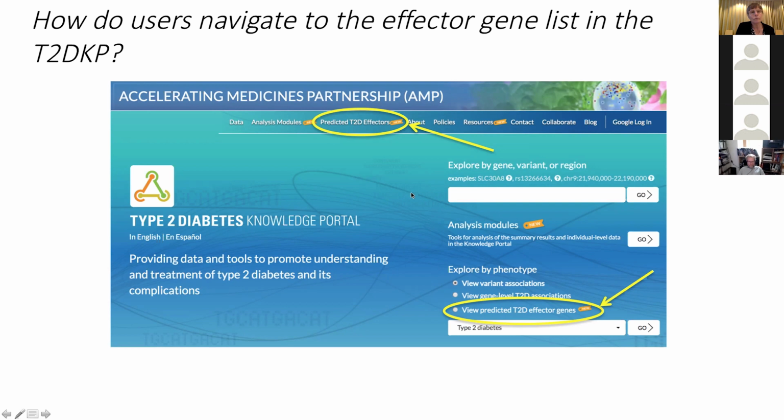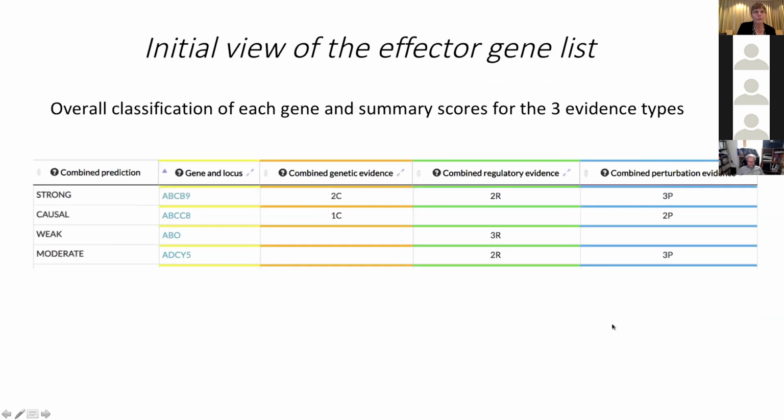So first of all, this is how you navigate to this list. And I should say we're working on redesigning the homepage and making it even easier to navigate, so this is going to change, but it'll be obvious how to find this list. So right now, there's a link in the upper menu bar, predicted T2D effectors, and then also in the Explore by Phenotype section, there's a radio button to click to view predicted T2D effector genes. So either of those ways will get you to a page with a big table on it.